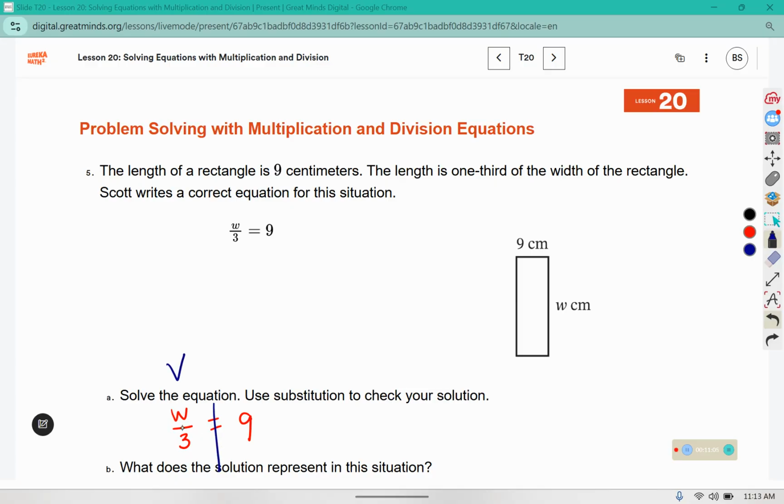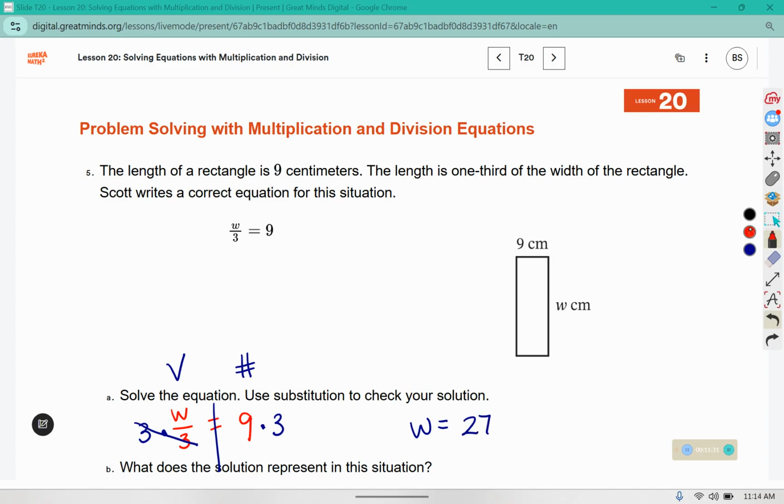Here's where the variable is. Here's where the numbers should be. So to get rid of this 3 over here, we're going to multiply to undo the division. Remember, a fraction represents division. So W is divided by 3. To undo dividing by 3, we multiply by 3. That gives us 1W. And 9 times 3 is 27.